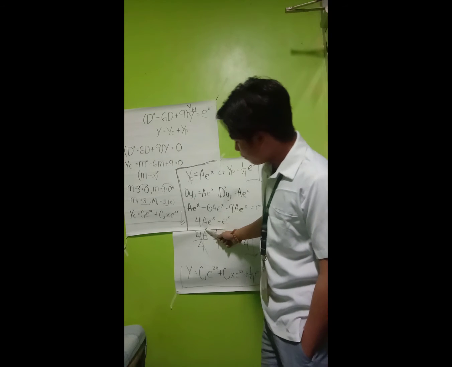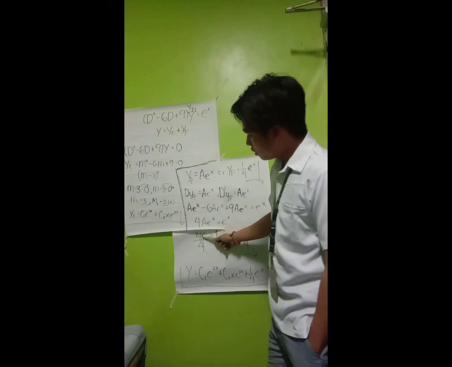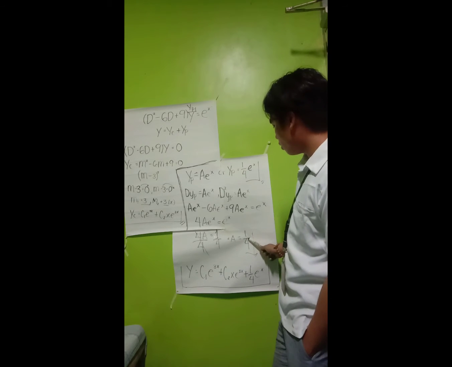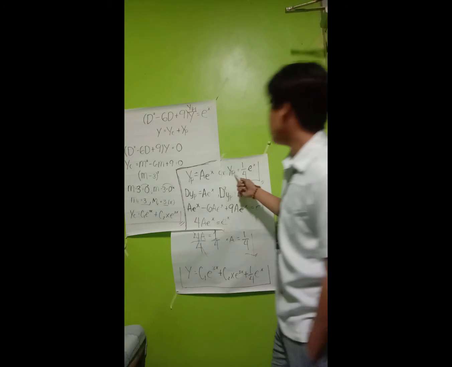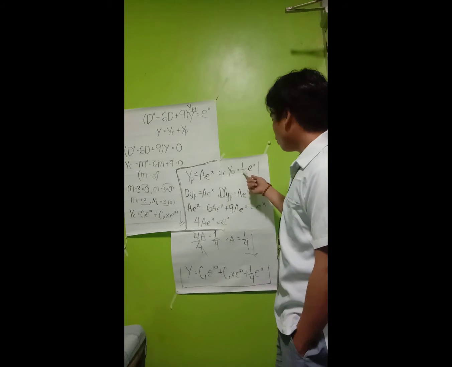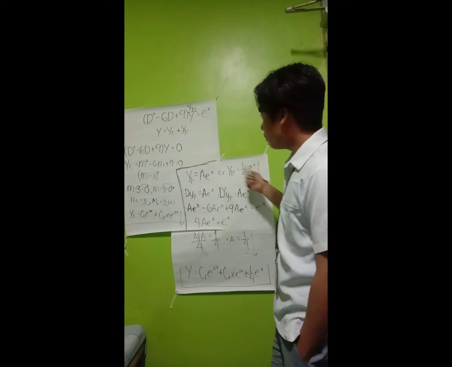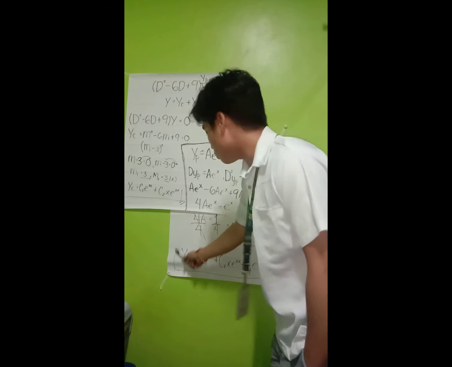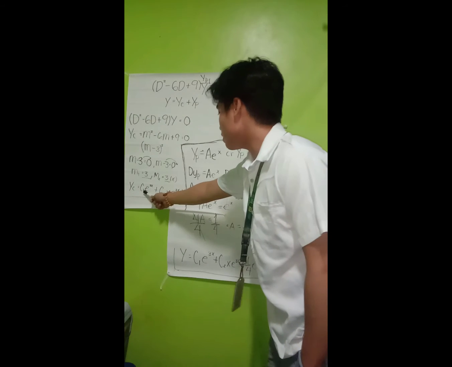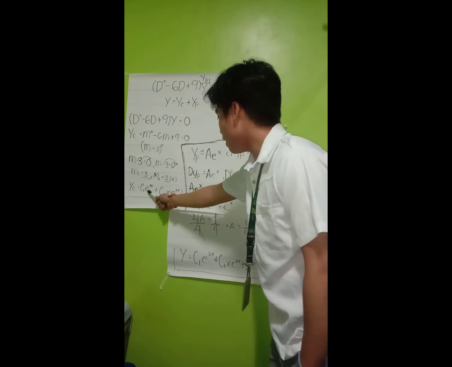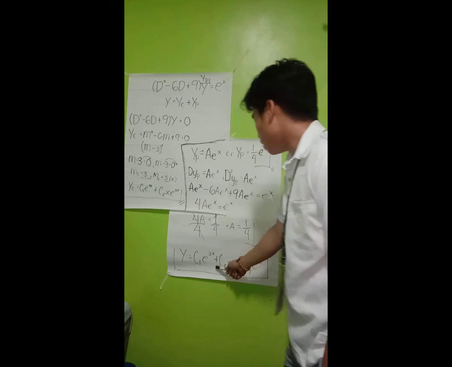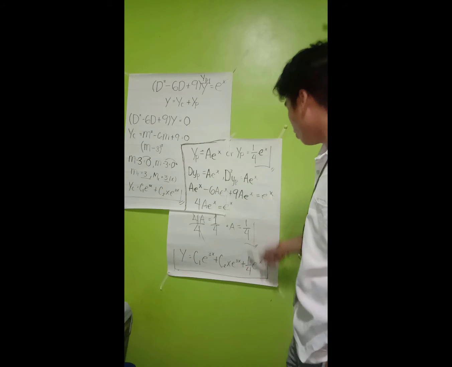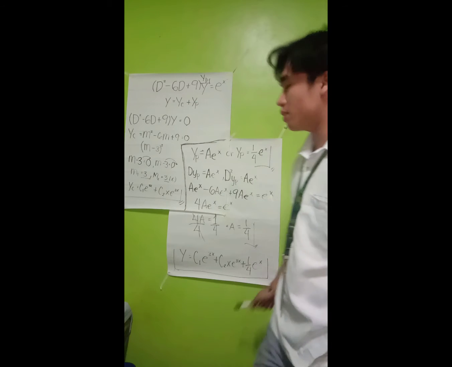Tapos, divide both sides by 4. Magiging a natin ay a is equal to 1 over 4. Therefore, our yp is equal to 1 over 4 e raised to x. Meron na tayong yc at meron na rin tayong yp. Therefore, our answer is y is equal to c sub 1 e raised to 3x plus c2 x e raised to 3x plus 1 over 4 e raised to x.